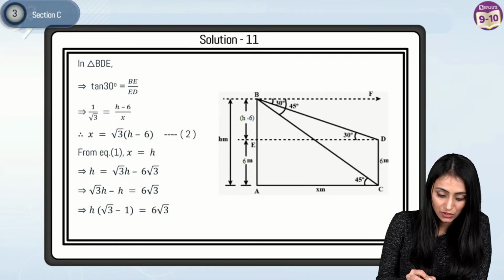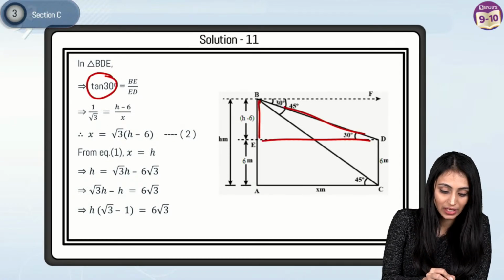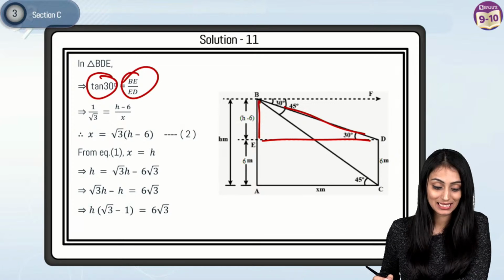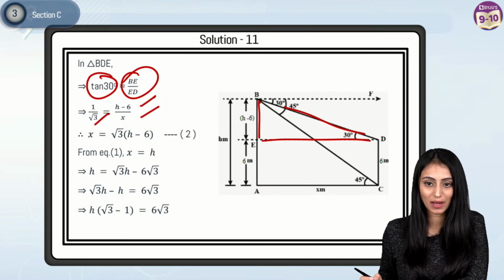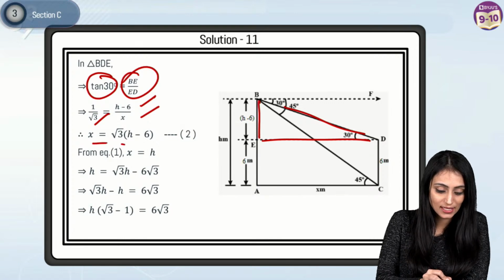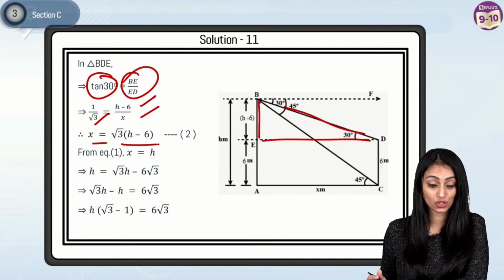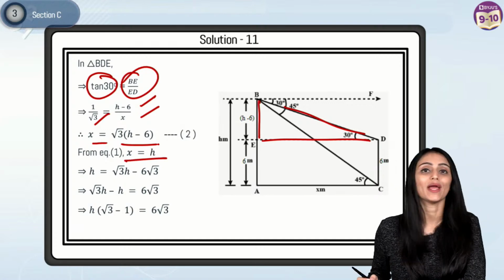Talking about the other triangle, this triangle BDE, here we have tan 30 degrees equal to BE by DE. Let's put everything here. Tan 30 is 1 by root 3. This is H minus 6 by X. So that's going to be X equal to root 3 times (H minus 6). That's equation 2. Now from equation 1, we already know X is equal to H.